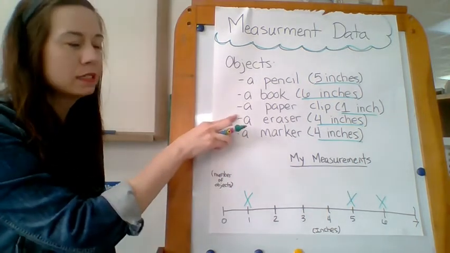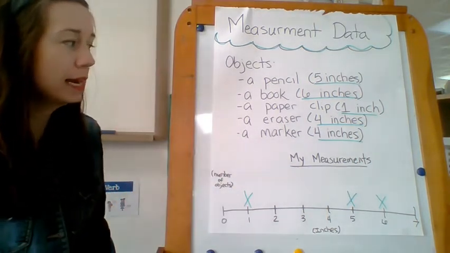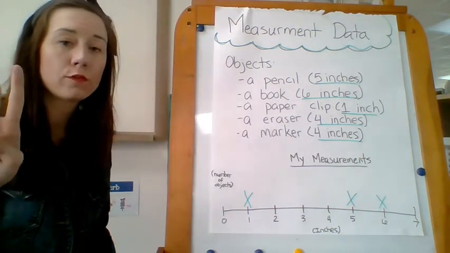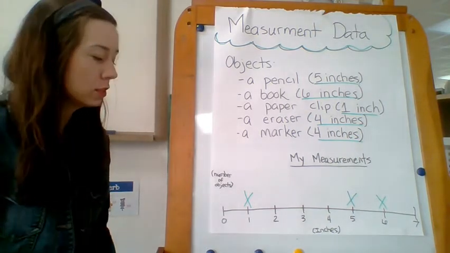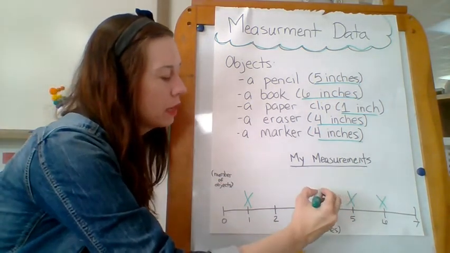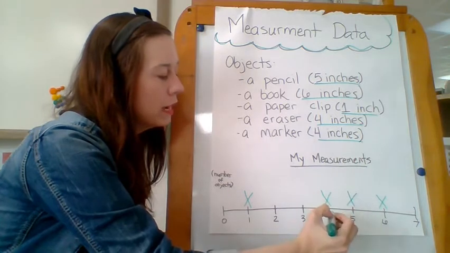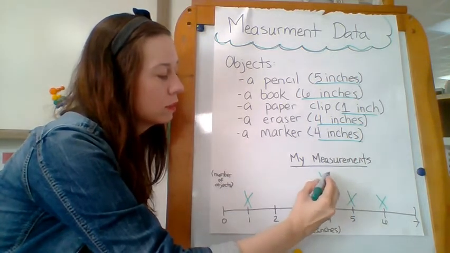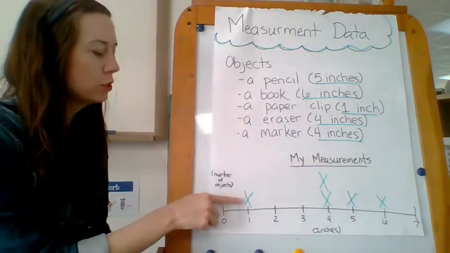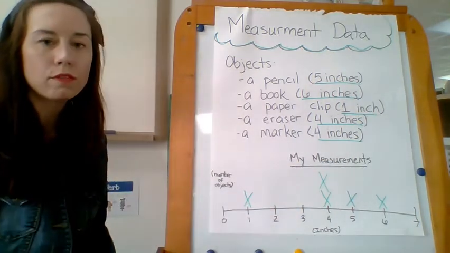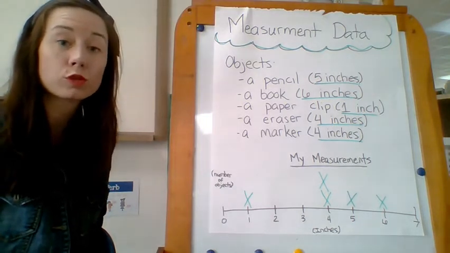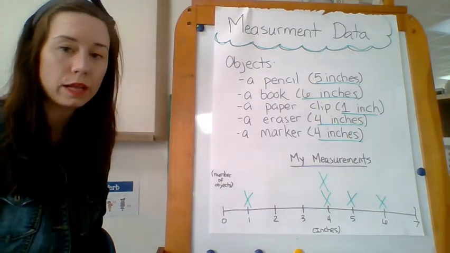And my last two, I have an eraser and a marker that is 4 inches long. So I'm going to go all the way over to 4. I'm going to make 1 X, 2 X's. Now I'm trying to do the same size of all my X's. Otherwise, it kind of gets a little bit hard to read your line plot.